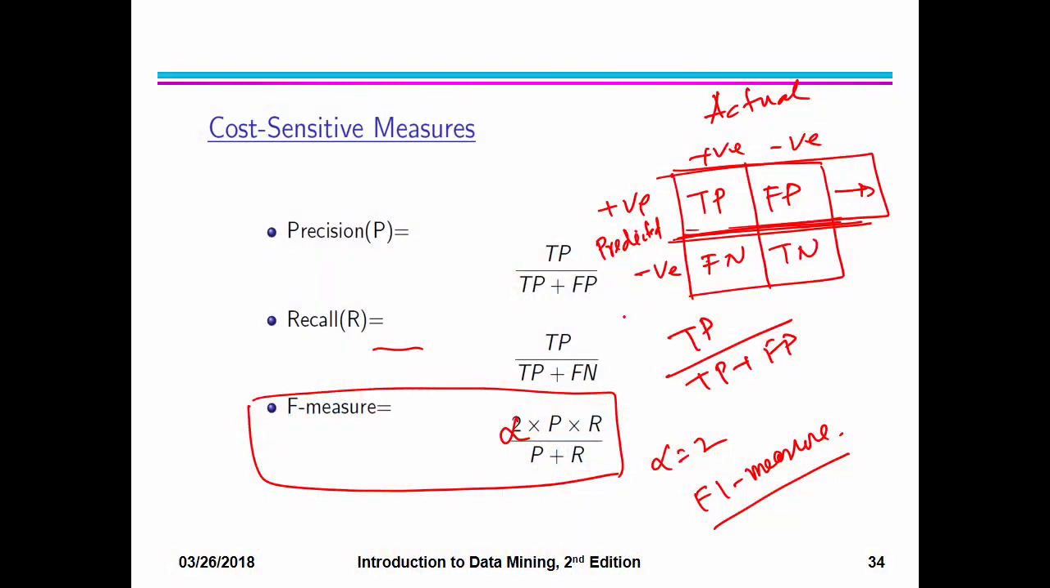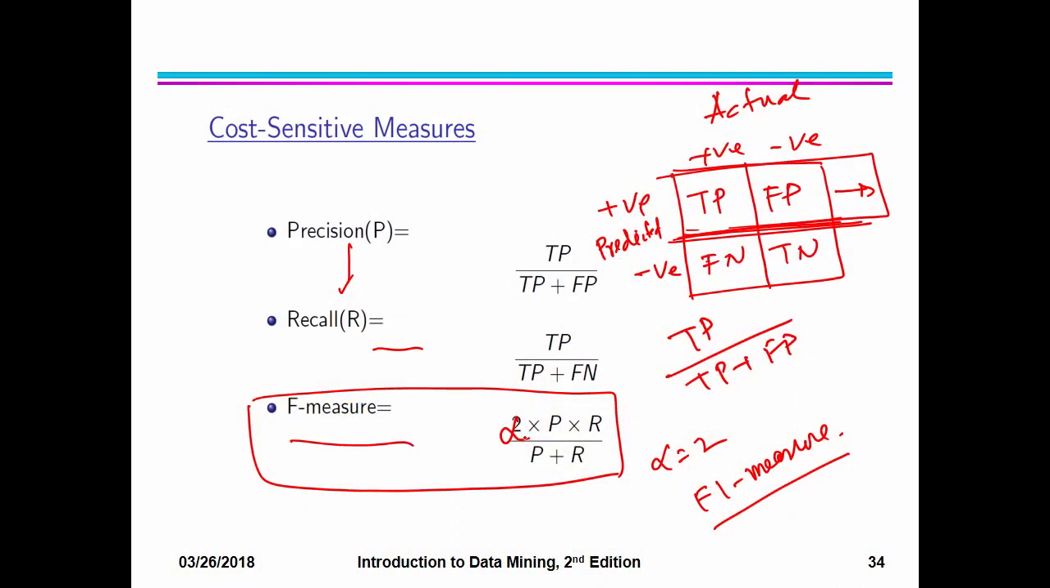Sometimes we find that precision and recall have a trade off. If you increase precision, recall will decrease, and if you increase recall, then precision will decrease. But we want a system where both precision and recall are good. Therefore, if you want to compare with a single metric, the F1 measure is alpha into P into R by P plus R. If alpha is equal to 2, it is called the F1 measure, and it is very frequently used.